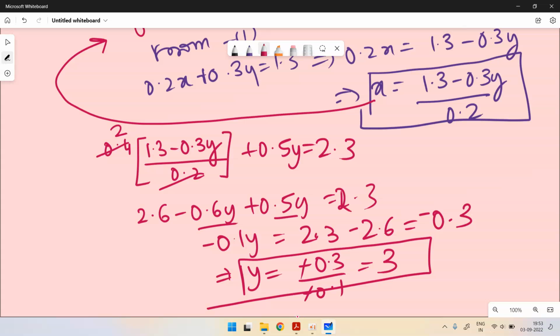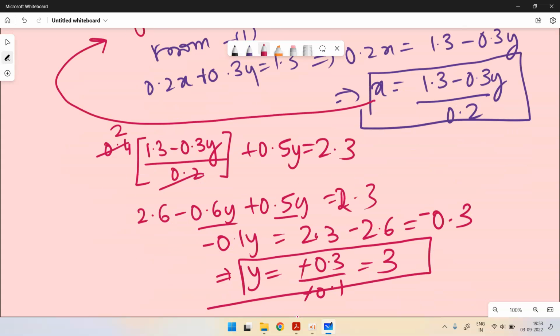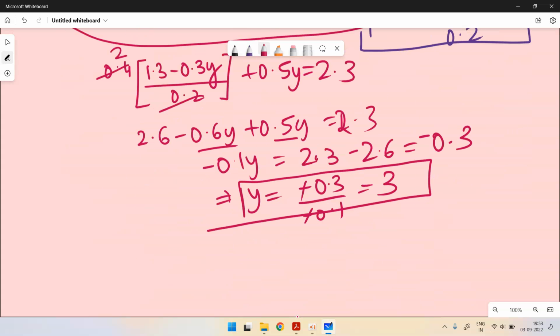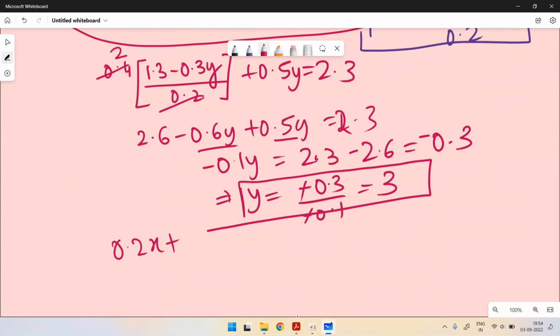Now if you substitute this value of y in any one equation, I'm taking equation number 1, it is 0.2x plus 0.3y equal to 1.3.